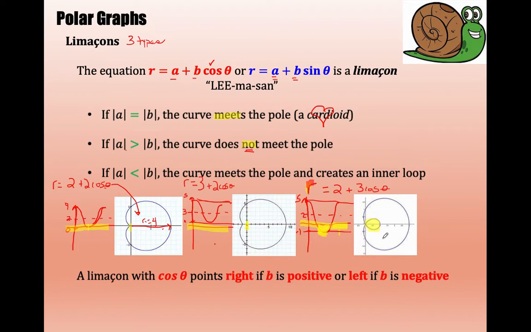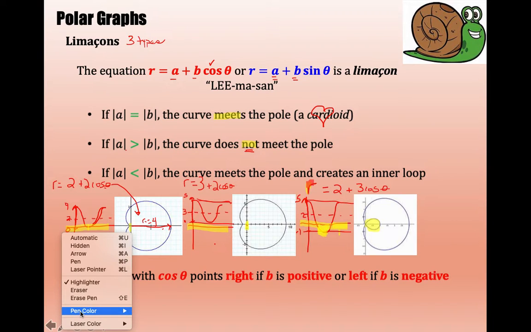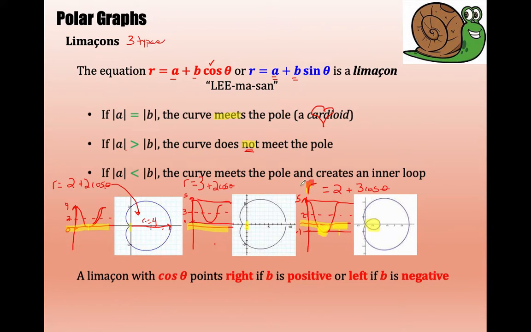So I keep saying limaçon. A limaçon that is cosine points right as long as the dilation factor is positive, right? So each one of these limaçons is a cosine one because it's oriented in the x direction, right? Can you see it's longer in the x direction? If each one of these had had a negative in front of it, this graph would flip across what we would call the y-axis in the Cartesian. This would flip across.